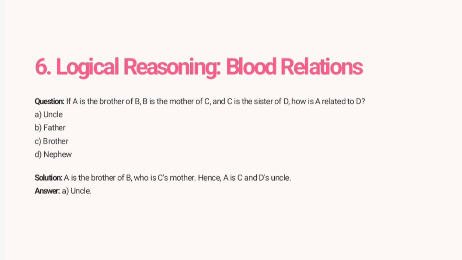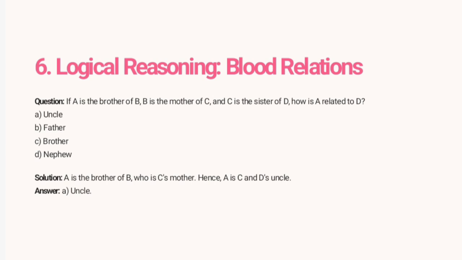So when A is brother of B, who is mother of C, hence A is C and D's uncle. A is C and D's uncle. So how is A related to D? Definitely it will be uncle. If you want, you can put a diagram so that you can understand very easily.